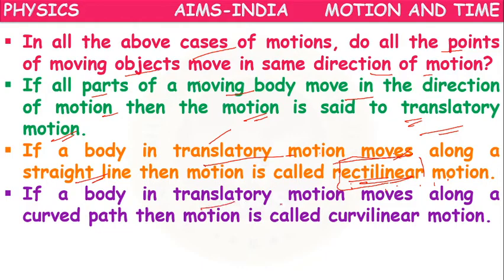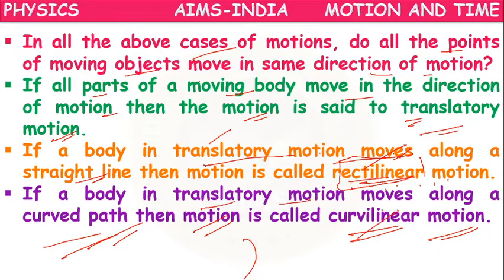So if a body in translatory motion moves along a curved path, then the motion is said to be curvilinear motion. Means they are moving in a curved path. So translatory motion can be again subdivided into two types: rectilinear motion and curvilinear motion. But in both types of motion, along with the body, all the points on the body will move in the same direction as the direction of the body.